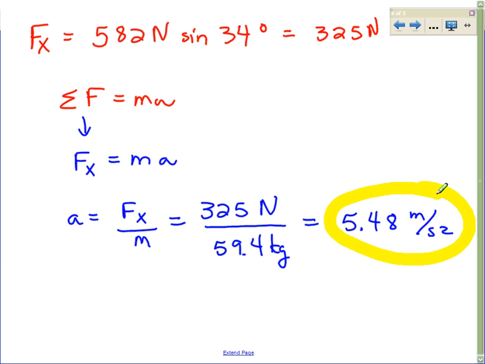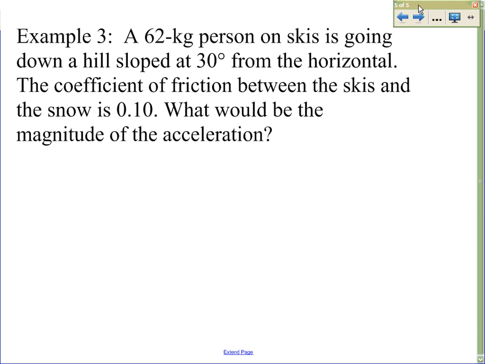The last problem I'd like to do with you is one that involves friction and an inclined plane. Problem 2 is from WebAssign. The question is, a 62 kilogram person on skis is going down a hill sloped at 30 degrees from the horizontal. The coefficient of friction between the skis and the snow is 0.1. What would be the magnitude of the acceleration? Remember, magnitude is just how much. What's the value of it?